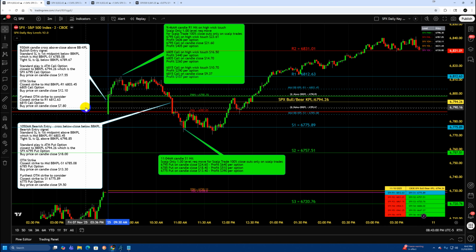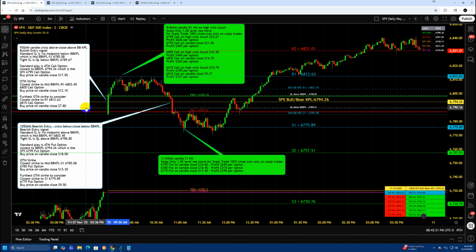The way this strategy works is there are two different types of trades with this strategy. So before you place a trade, it's a good idea to have an idea whether you're going to place one type of trade or the other. The first type of trade is a scalp trade. Using this indicator, a scalp trade requires a one level move in your favor, and then you close out your trade 100%. There's no adjustments.